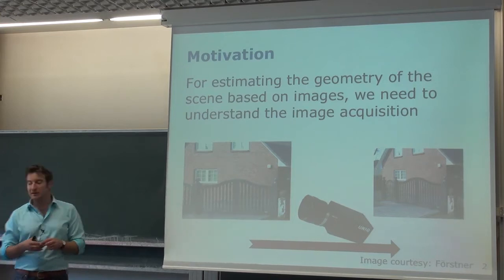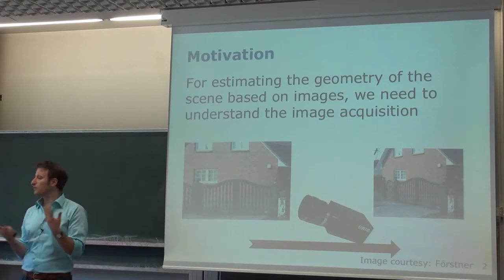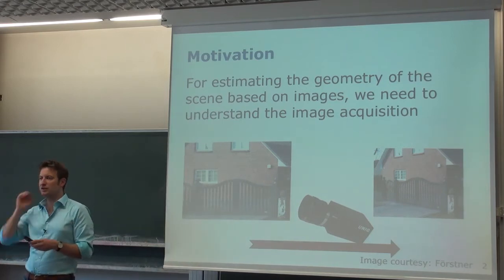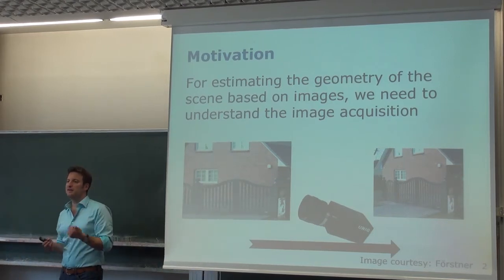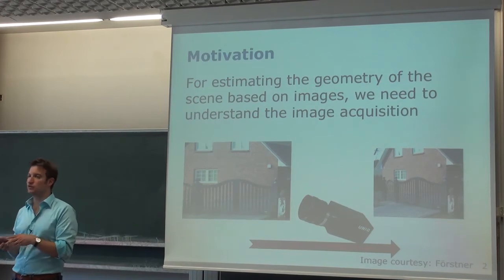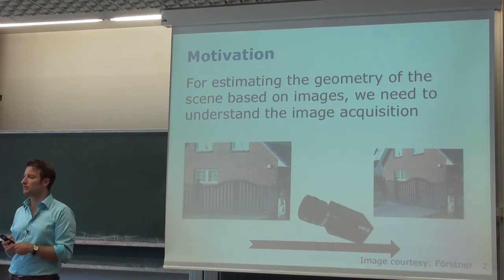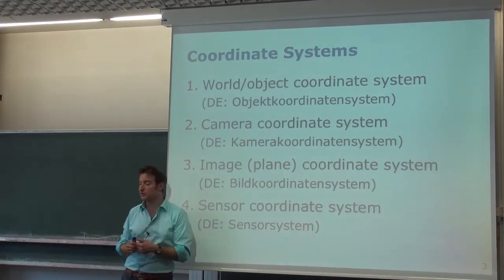And there are several coordinate systems which are involved in this process. We have to go through 4 different coordinate systems that we will use or map between in the lecture today. The first thing is the external coordinate system, or the world coordinate system, or object coordinate system, which is an externally given coordinate system. Objektkoordinatensystem in German.